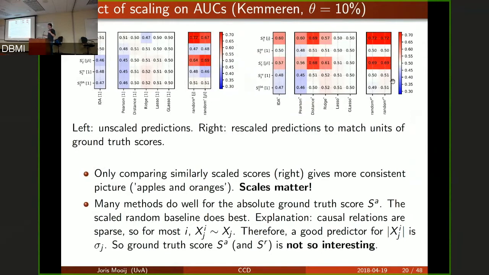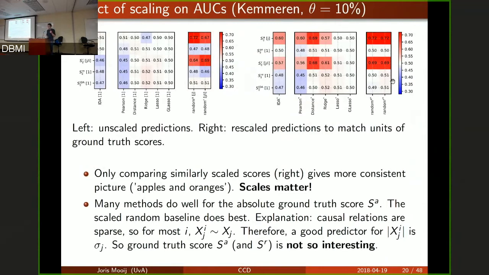Yet a simple baseline that only looks at sigma j, not even at sigma, so the sigma. It says basically that if gene J has a high standard deviation, then it's very likely that any other gene will cause it. That's basically the prediction method, and it does very well here. The explanation is actually, once you think about it, relatively simple.